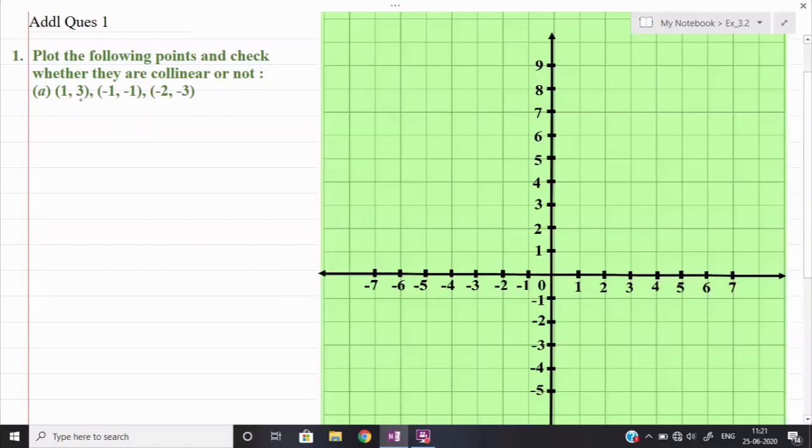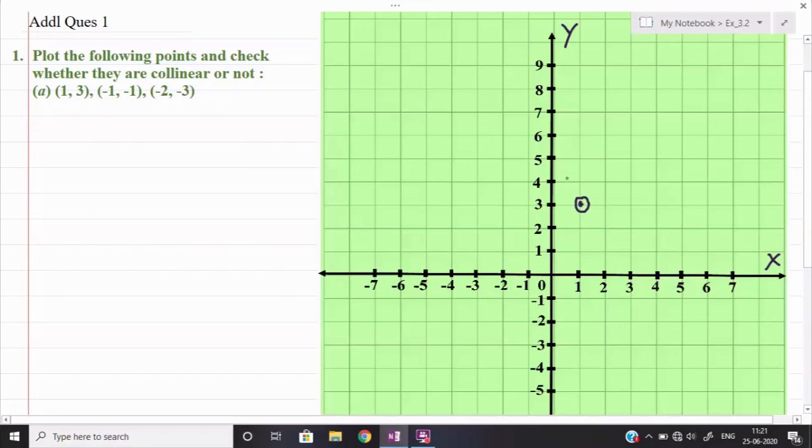Now 1 comma 3, the first point. So see, search x equal to 1, meaning the x coordinate given here is 1. So first of all we shall reach the x-axis. I will mark here, this is my x-axis and this is my y-axis. Okay, now on the x-axis where is 1? At this place. Look at the 1. Okay, and then from here I need to go till 3. So till here I will reach, and this point I will mark.